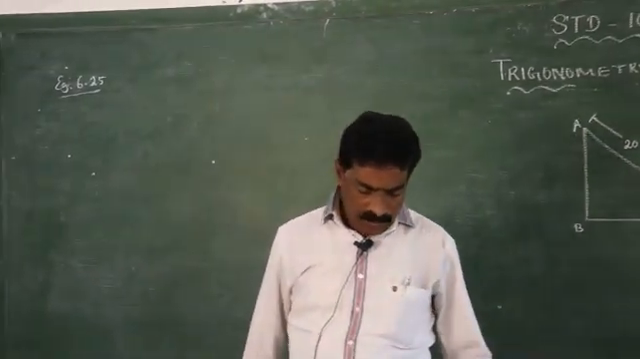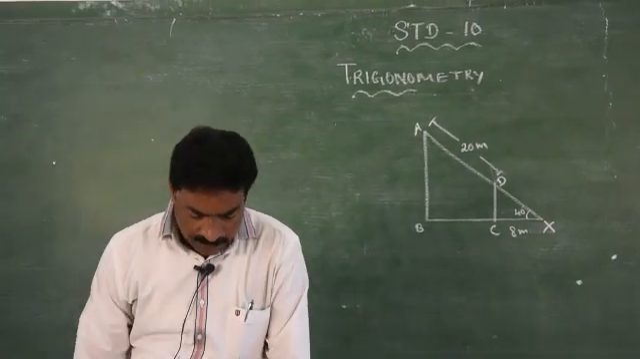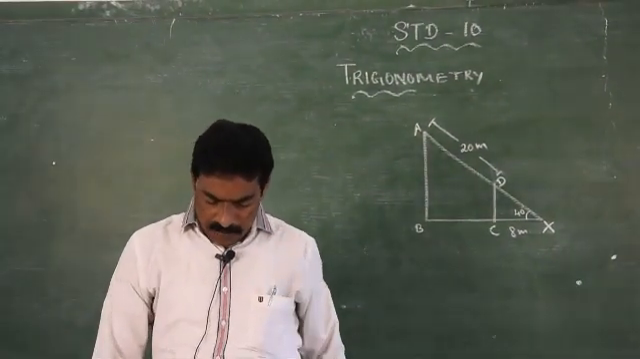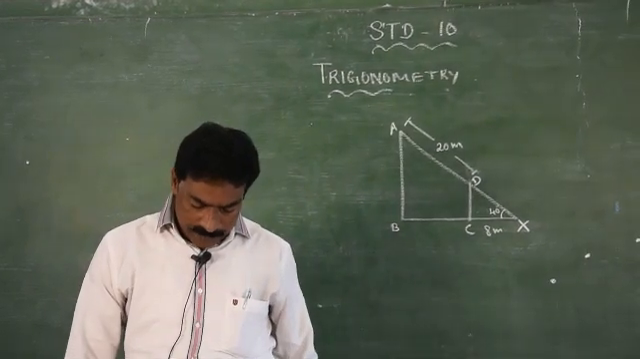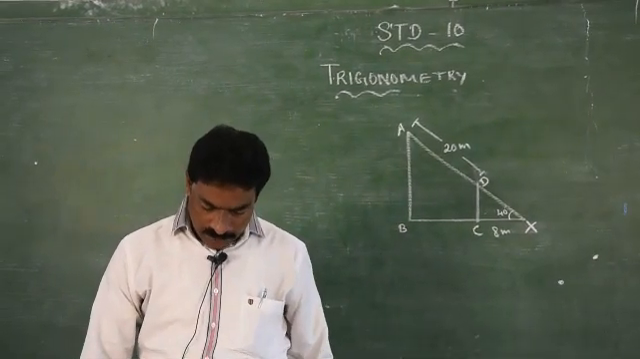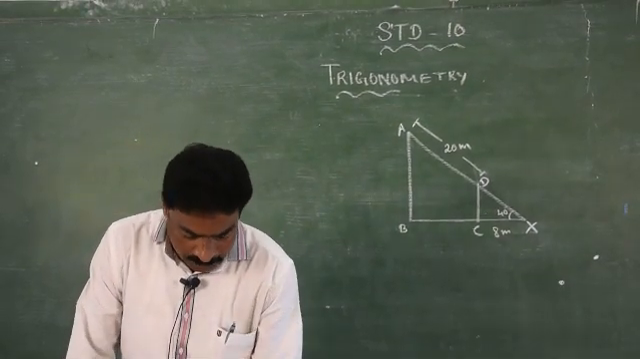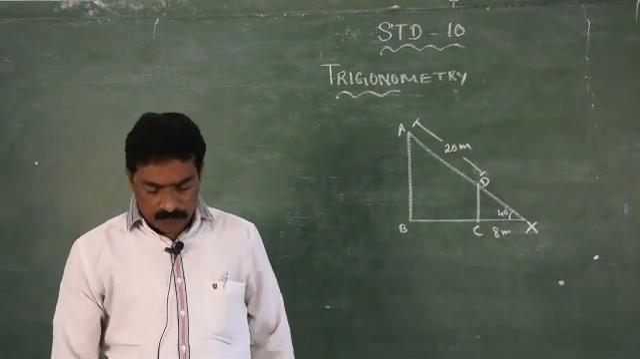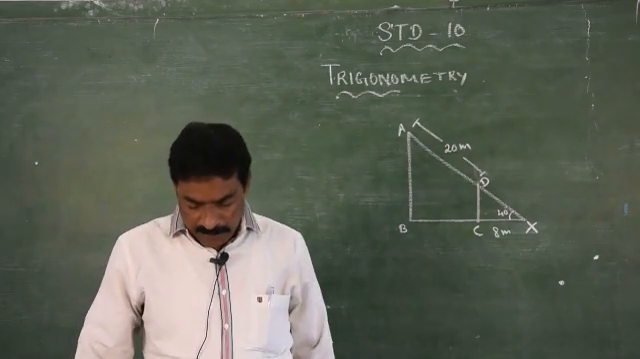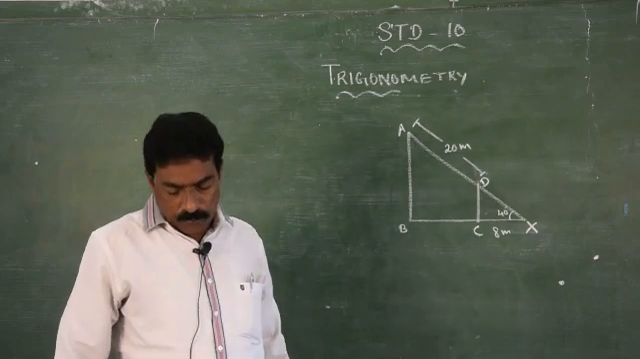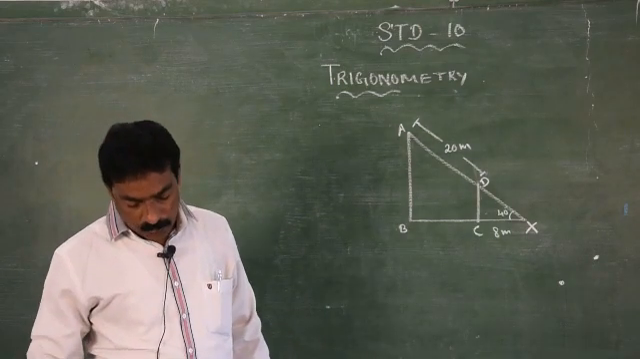What is given? Two trees are standing on flat ground. The angle of elevation of the top of both the trees from a point X on the ground is 40 degree. If the horizontal distance between X and the smaller tree is 8 meter and the distance of the top of the two trees is 20 meter, you have to calculate the distance between the point X and the top of the smaller tree and the horizontal distance between the two trees.